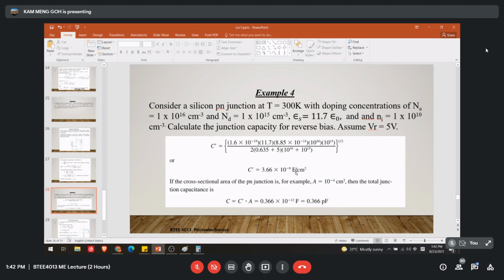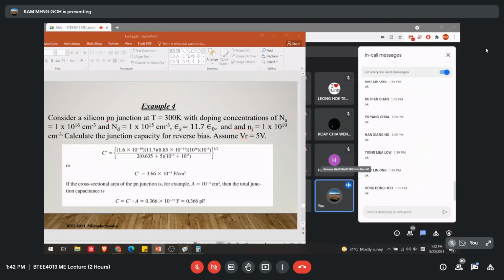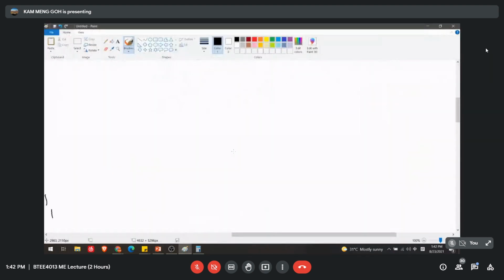Okay. Earlier is the junction capacitance. Junction capacitance means that per area, 1 meter area, what is the capacitance in one area? But if the total area, we need to multiply the area together. Okay, at this point, let's try to calculate another one.